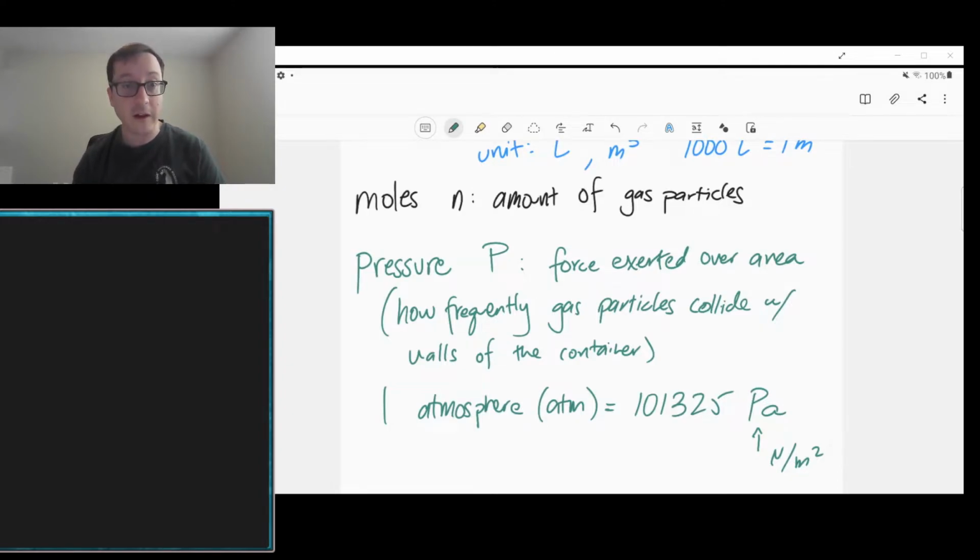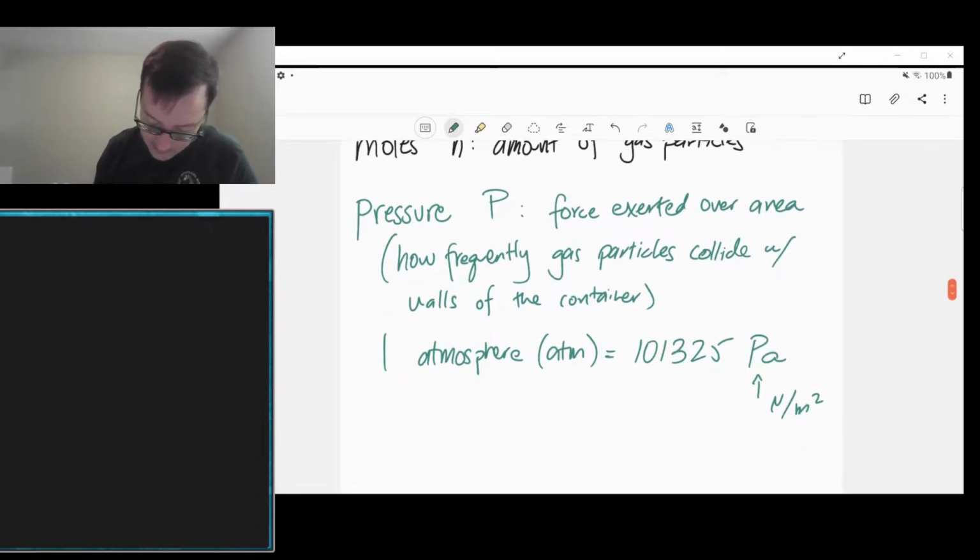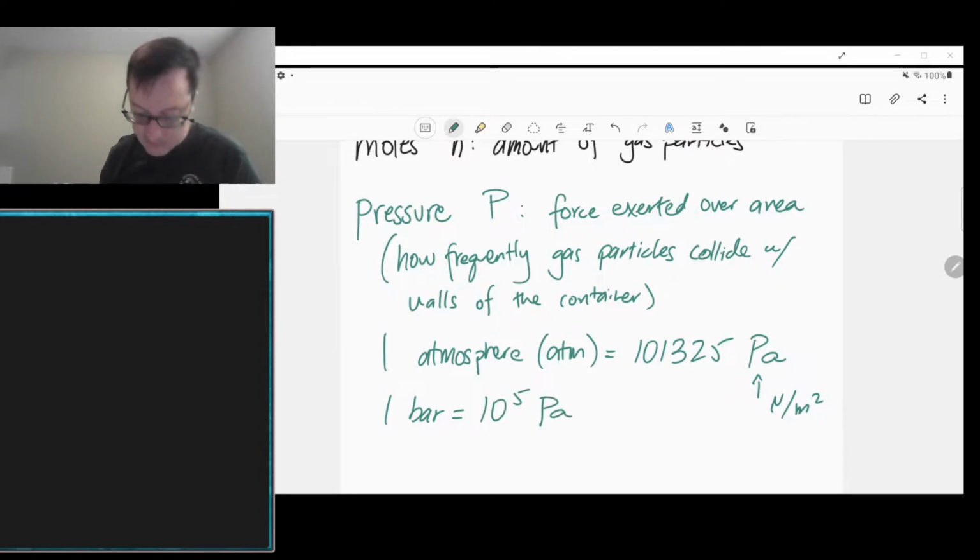So that's quite a lot, but it's what we're used to feeling. And this is about at sea level-ish. We're going to see that there is some elevation that can mess with our pressure. Another unit would be the bar. We're going to see that one bar is defined as 10 to the fifth pascals.